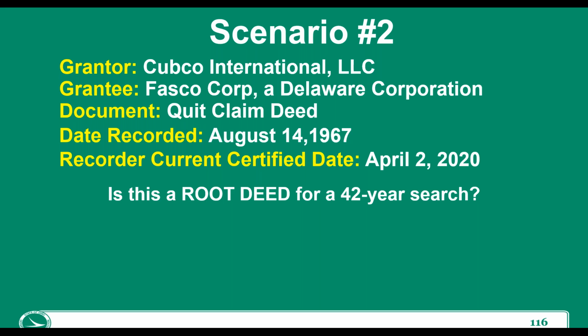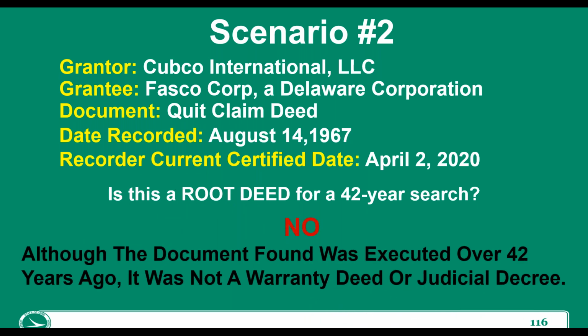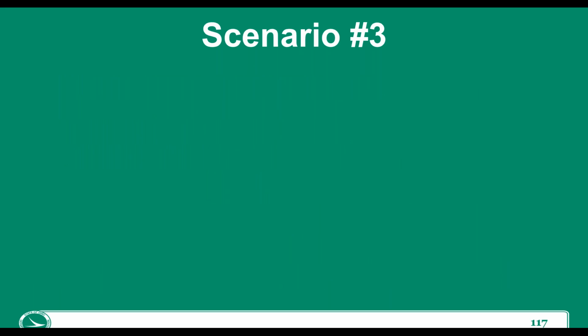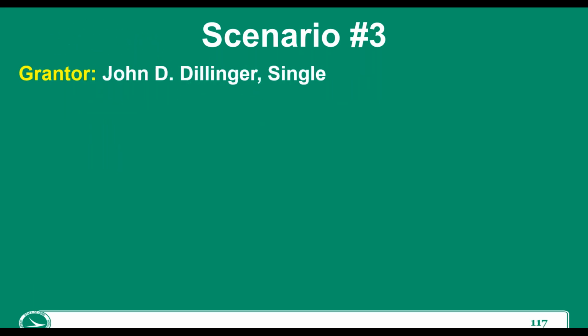Okay, people are typing in no, no, no, and no. They're good. It's no. Although the document we found was executed over 42 years ago, it was not a warranty deed or judicial decree, meaning we did not have root title. Good job, guys.